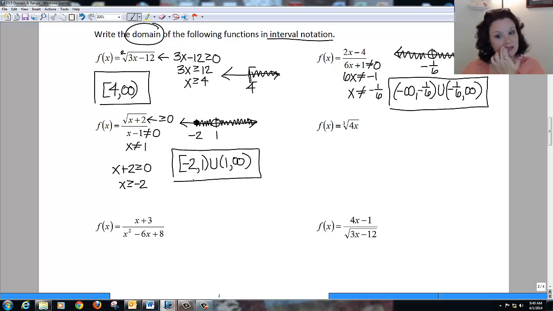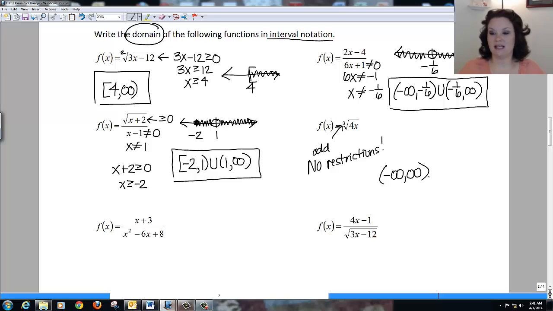All right, let's look at this next one to the right. I have cube root of 4x. Anytime I have a root, I always look at the index, or the number that is the root here. So here, this is a cube root. That is an odd number. Remember, with odd roots, we have no restrictions. So if I have no restrictions and a cube root is all that I have, then my domain is going to be all real numbers. All real numbers in interval notation is negative infinity to positive infinity.